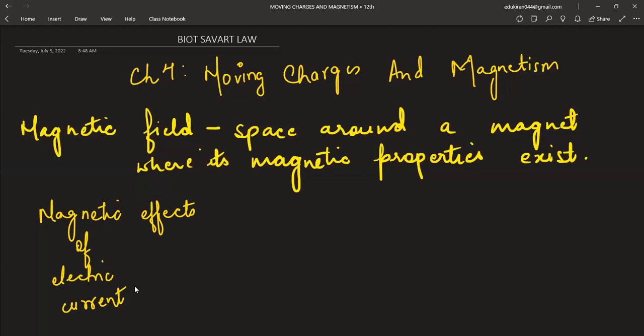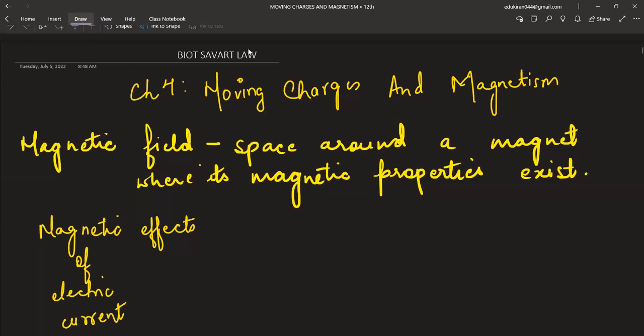So when we were studying electrostatics, that time I had told you that if a charge is present, there's a space around a charge where the forces of attraction and repulsion act. So these are called electric fields, right? Now, if a magnet is present, there will be a space around this magnet too.